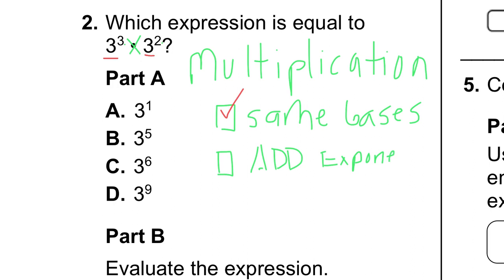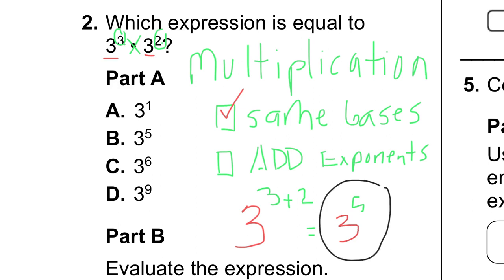Okay, so let's jump straight into that step. I know I have the same base, which is 3. So I'm just going to add the exponents. 3rd power plus the 2nd power should give me 3 to the 5th power. Check to see which multiple choice answer has the same solution.